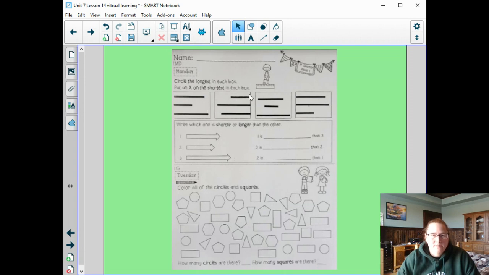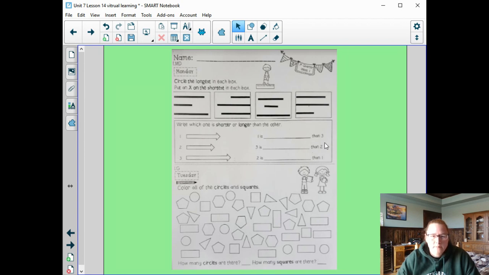Then go to the next box. Again, circle the longest line and put an X on the shortest. This one's a challenge, this third one, because they're not all lined up, but I think you can do it. Circle the longest, put an X on the shortest, and then do that for the last one.